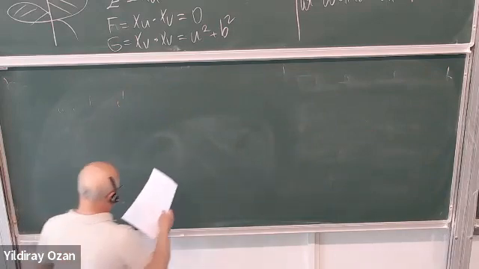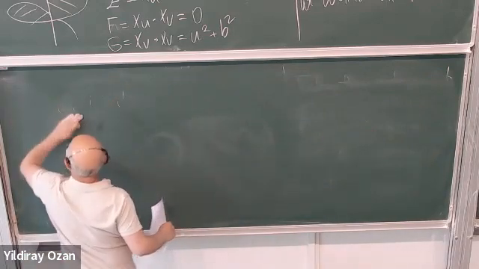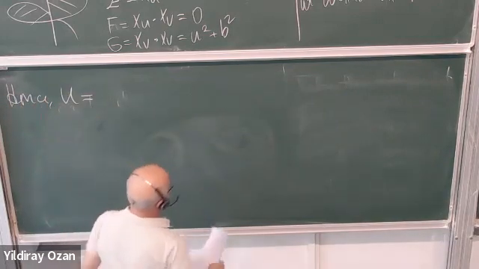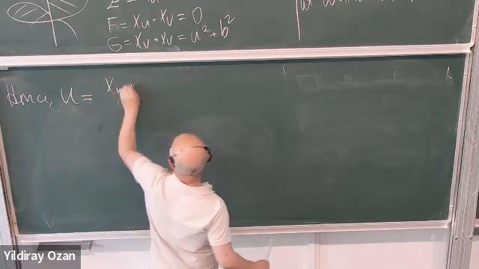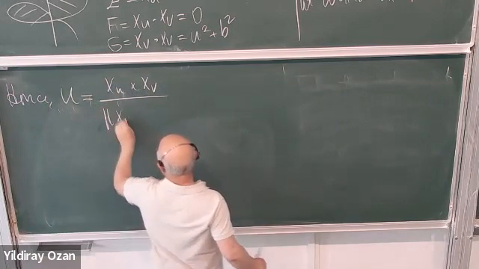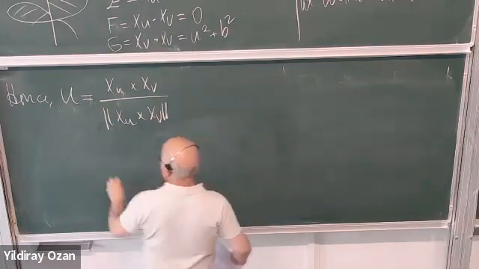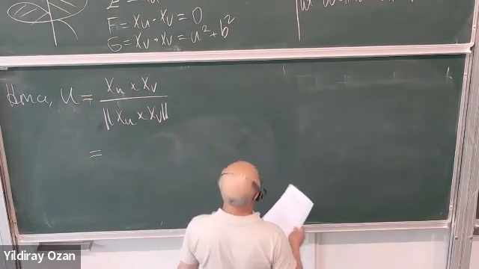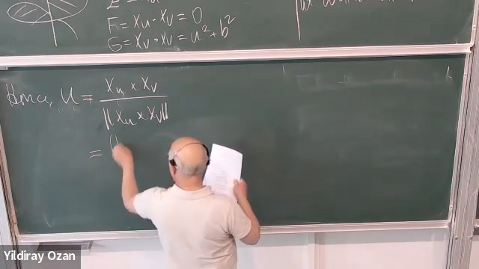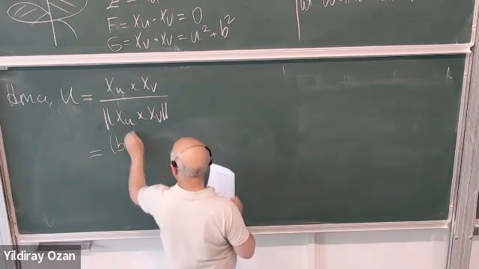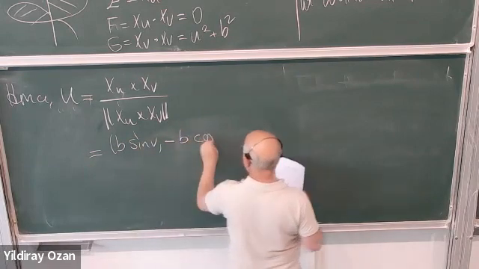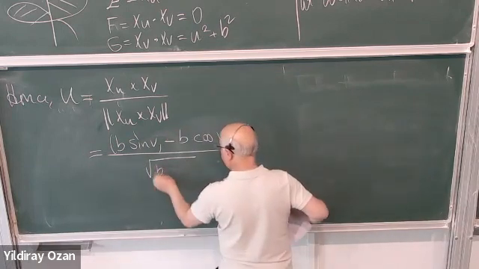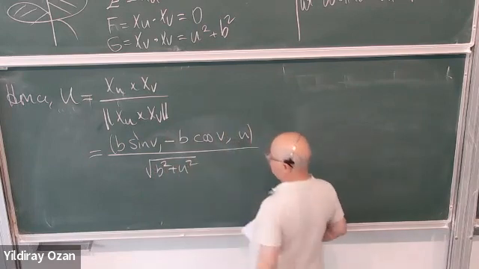All right. Then what is U? Hence, U is the unit normal vector, which is just x sub U cross x sub V divided by the length of this vector. So what is that? Then 1 over, okay, B times sine V, minus B times cosine V, and then I have U here, all divided by the square root of B squared plus U squared.